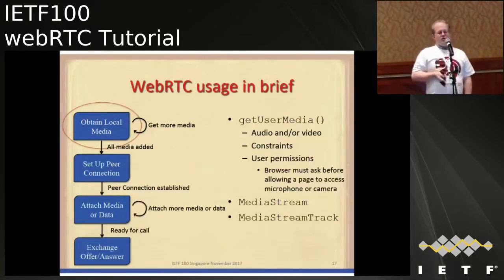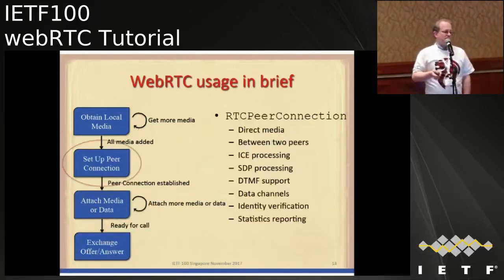When you call getUserMedia, you're given a media stream, which consists of one or more media stream tracks, and I'll give more details on these later. But basically, you need to have local media in order to send it. You need to set up a peer connection, and the RTCPeerConnection API is the one that does that. I've listed here all of the things that the peer connection actually does or provides an API surface for. So a lot of what we think of as WebRTC really lives here.